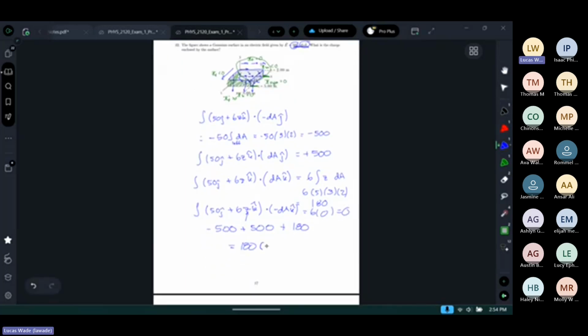And if I multiply that by epsilon 0, I should get my enclosed charge, just like with the last problem. So what do we get for that? 1.59 times 10 to the negative 9th power. Okay.